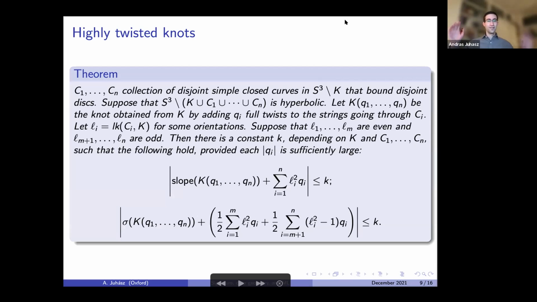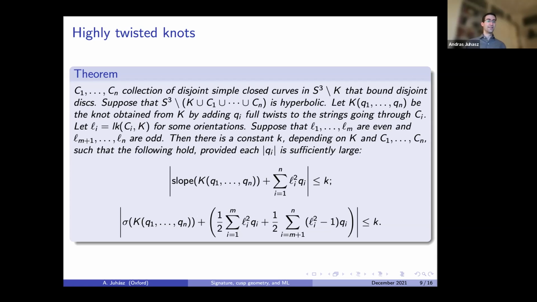So we take a knot, and we take a collection of unknots C1, ..., Cn in the complement of your knot that bound disjoint disks. And suppose that if you take your knot together with these circles C1, ..., Cn, that's a hyperbolic link. And now we denote by K(q1, ..., qn) the knot obtained by adding qi full twists to the strings going through Ci.